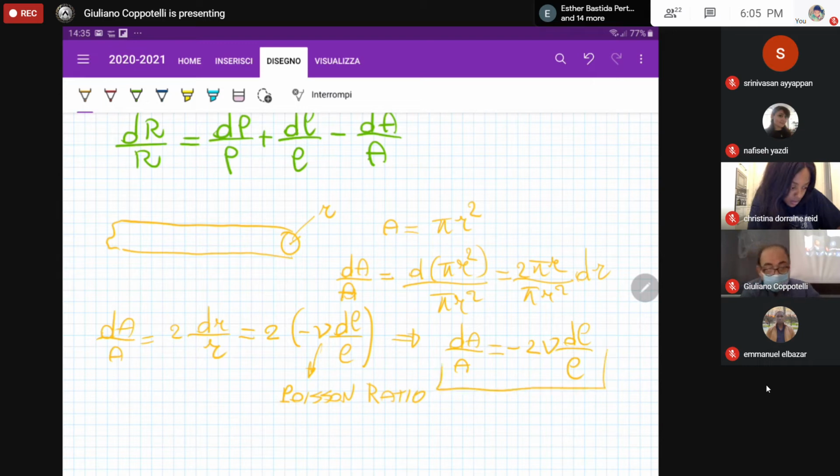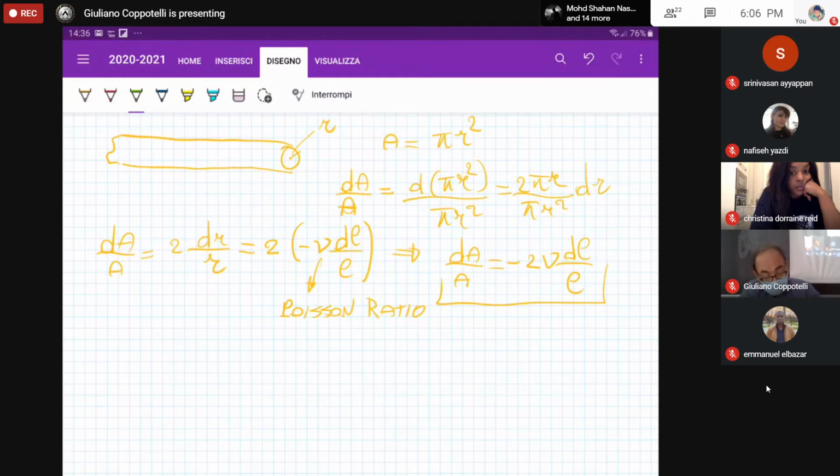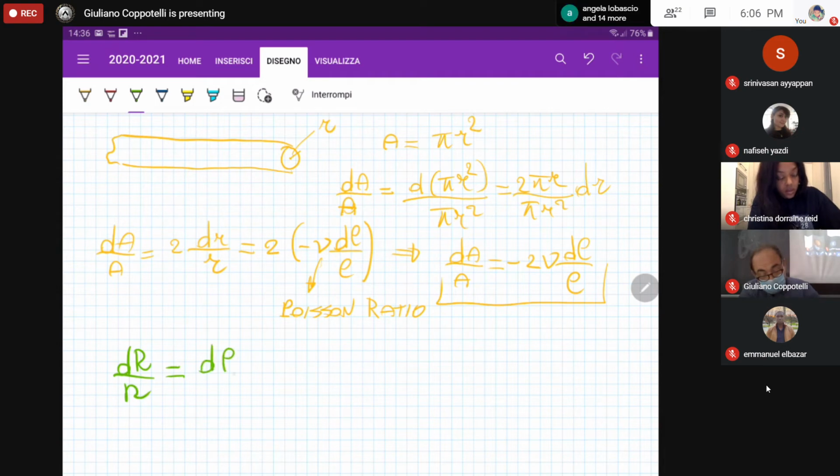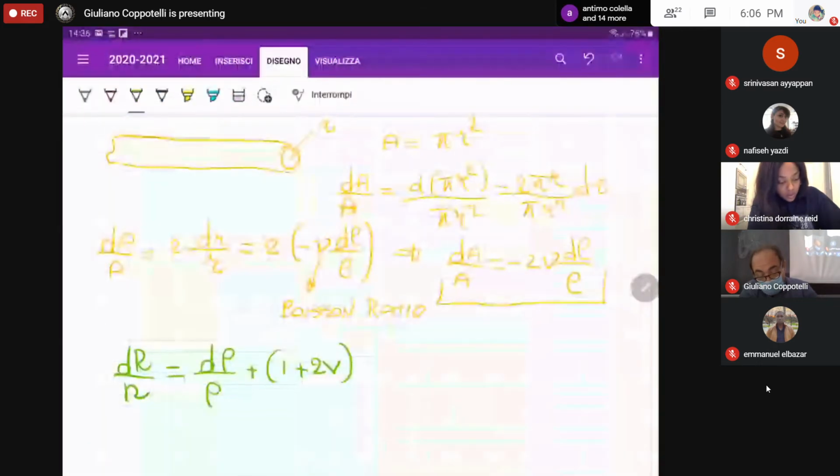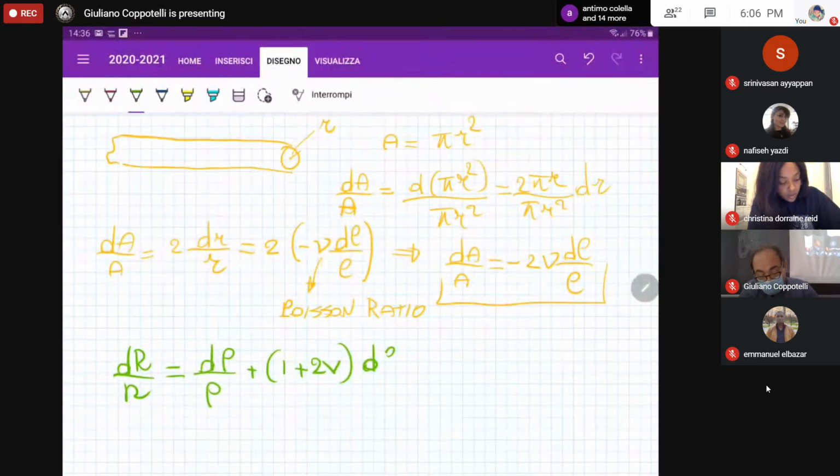Having said that, go back to your definition, or better, back to the variation of the resistance. What we are having is that dR over R is equal to the change of the resistivity plus 1 plus 2 nu, times dL over L.